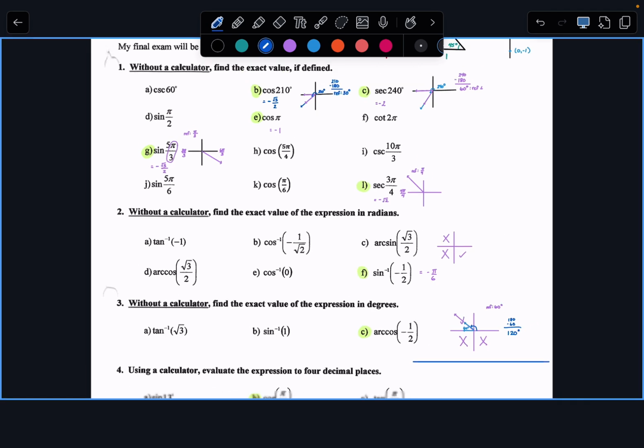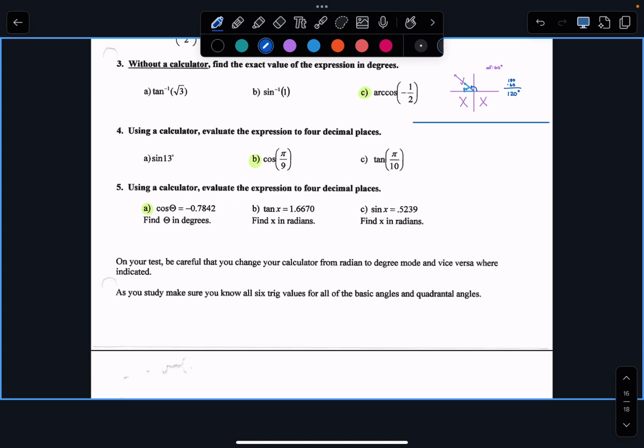Okay? Then you're going to turn that part in, and I'm going to give you your second part, and you're going to get your calculator out. The biggest thing is you have to make sure that you're in the right mode, especially at the beginning, okay? I'm going to give you one where I'm going to say, use your calculator to evaluate the expression to 4 decimal places. If it doesn't have a degree symbol, you are in radians, okay?